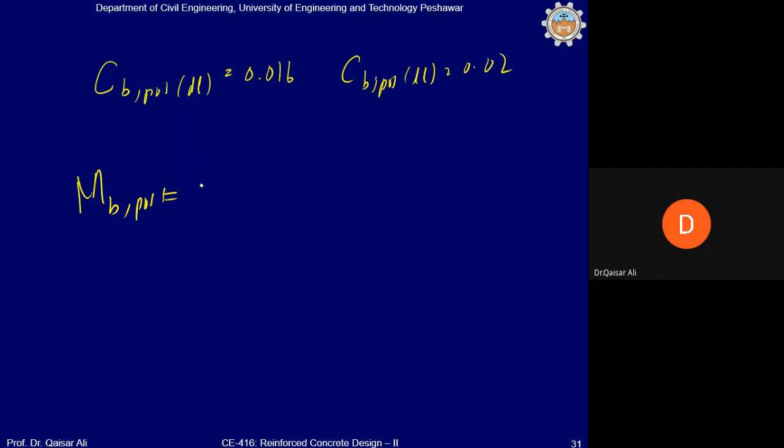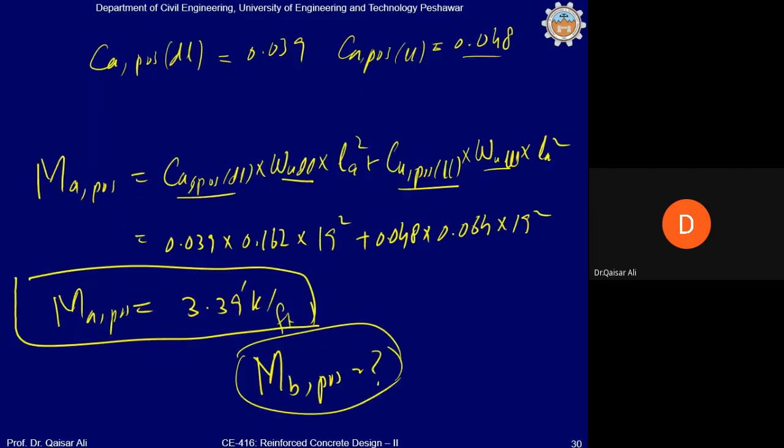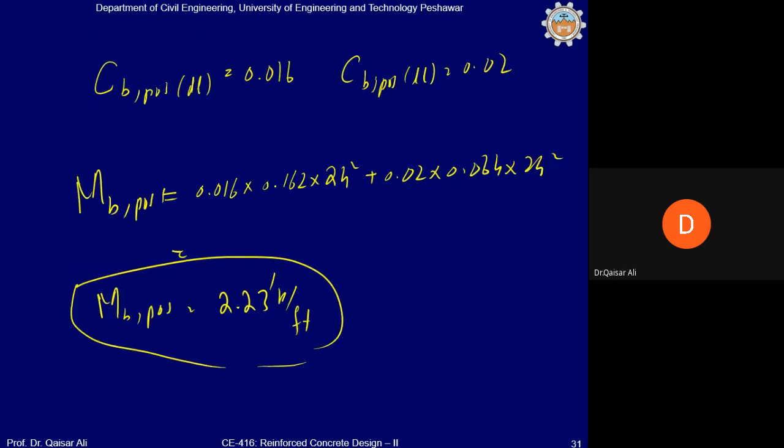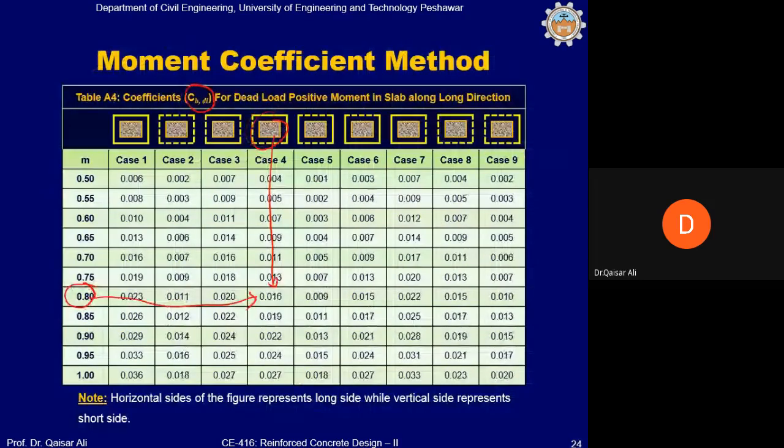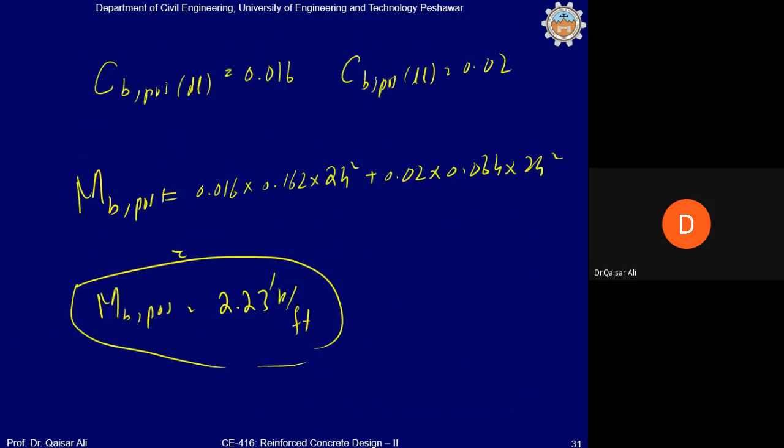So this will be equal to 0.016 multiplied by 0.162 multiplied by 24 square plus 0.02 multiplied by 0.064 multiplied by 24 square. So how much is the value? 2.23. 2.23 foot kip per foot. You can see this value is less than 3.39. Okay, and you have calculated the exact value now using these coefficients. तो इसको भी जरा उस पैनल पर मार्क कर देते हैं. तो ये जरा नोट करें. MA positive is 3.39 and MB positive is 2.23.